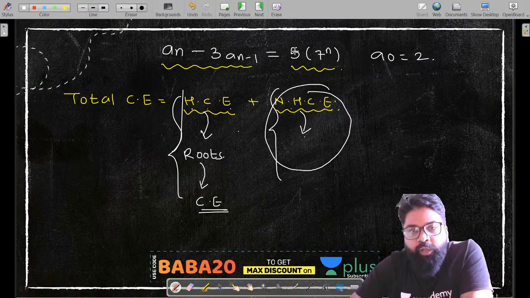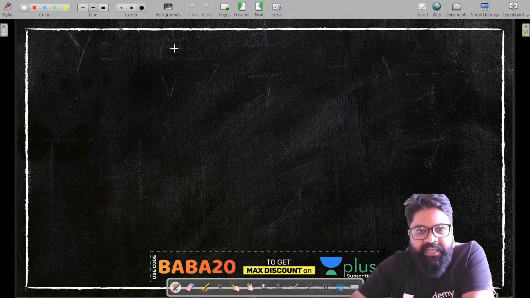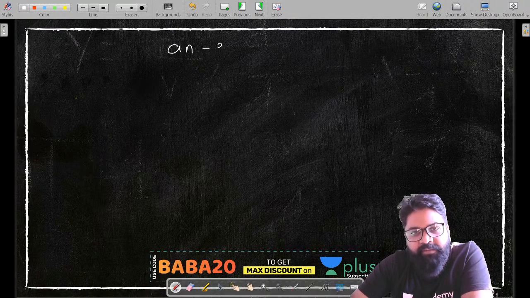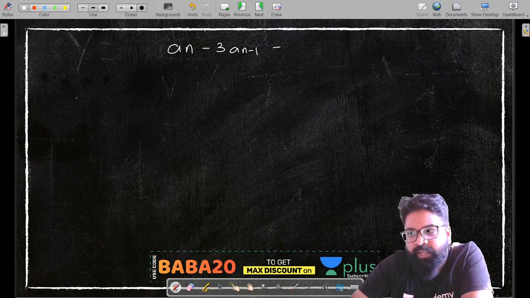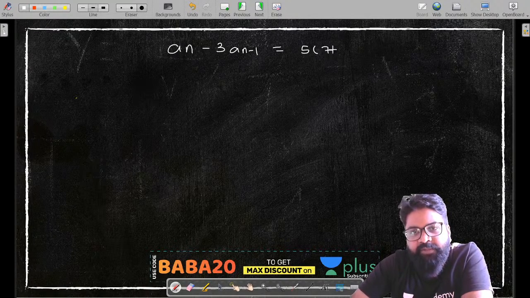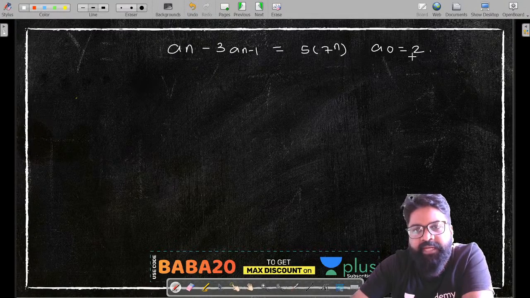So whenever your homogeneous equation is of this form, what is that equation: a of n minus 3 times a of n minus 1, and then you will be getting 5 times 7 of n, and then a of 0 is 2.